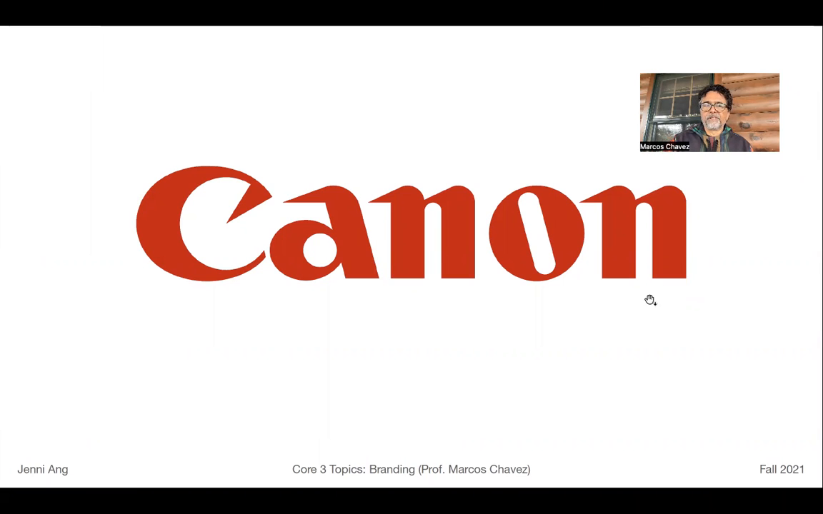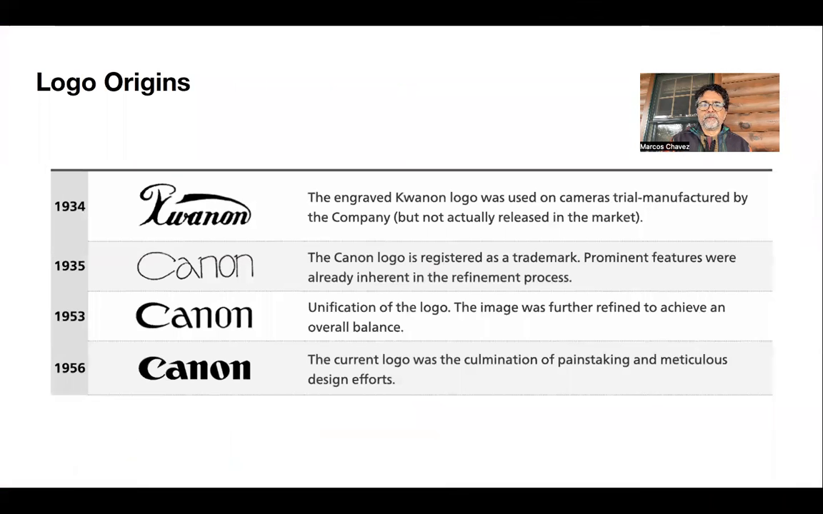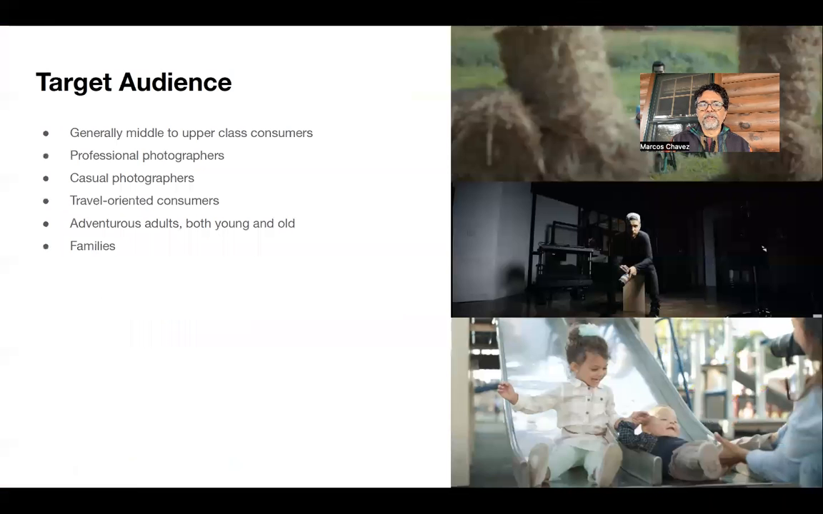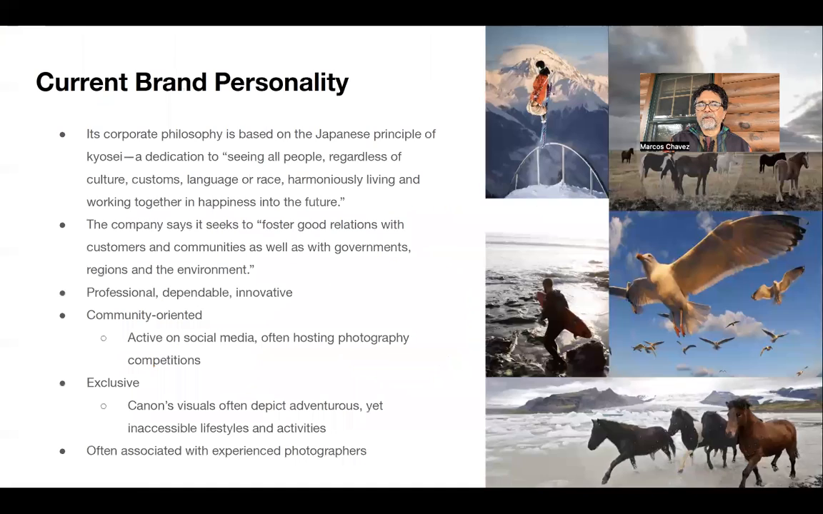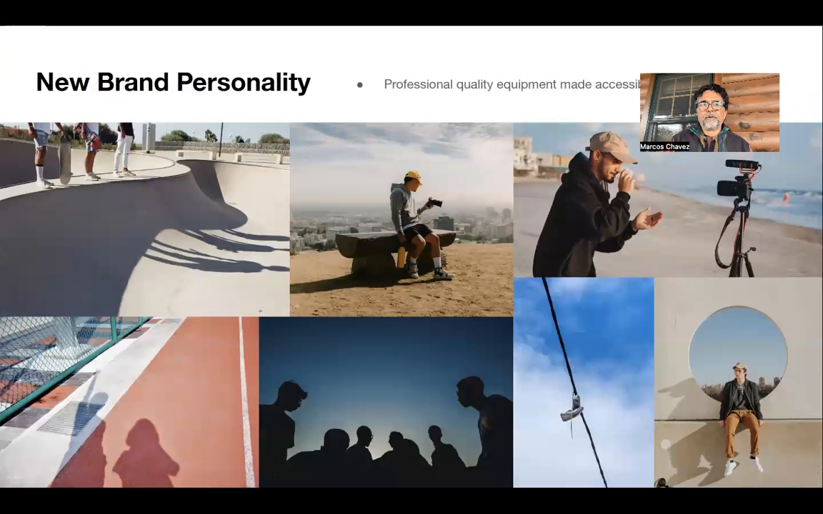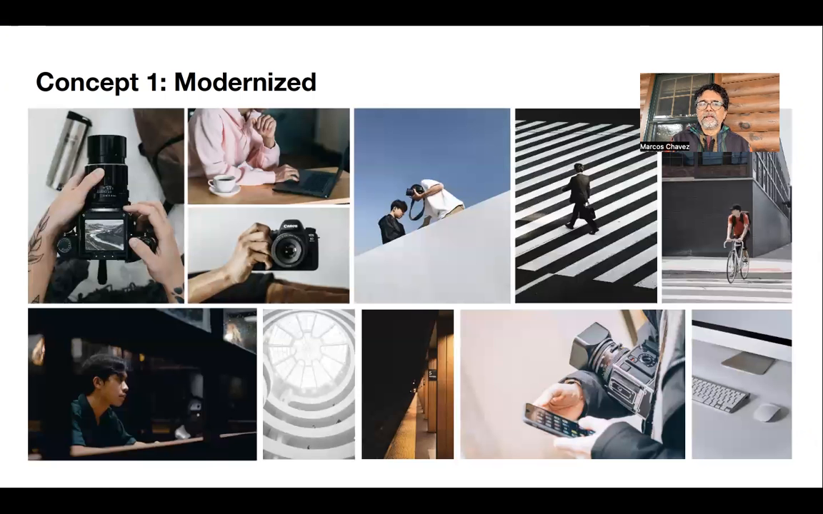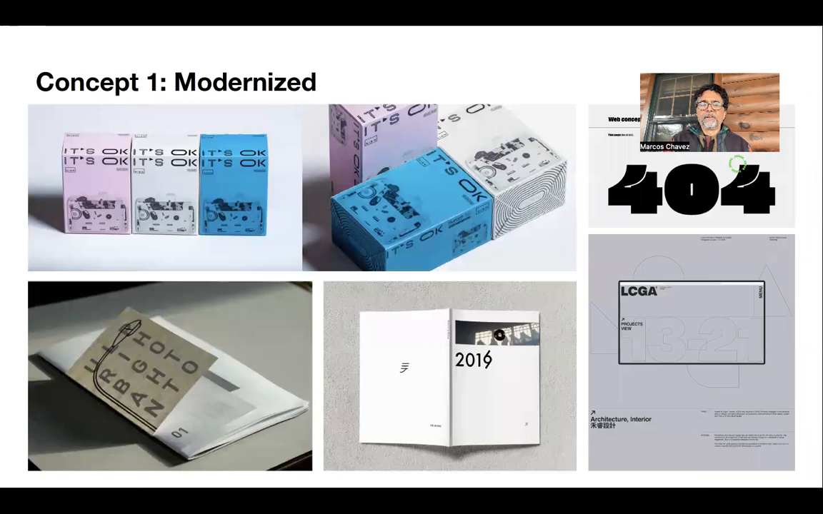So basically, here's the final presentation for this student who did Canon. And here's the history and the logo history and their current strategy and their audience, their competitors, their current personality, and then their new brand strategy. And then their new personality as a vibe mood board. And then we go into the concepts. So here's the first concept. There's a theme. There's text that explains that. There's a vibe mood board that shows the look and feel of what this world will look like. And then there's design inspiration that will influence how the design was developed.